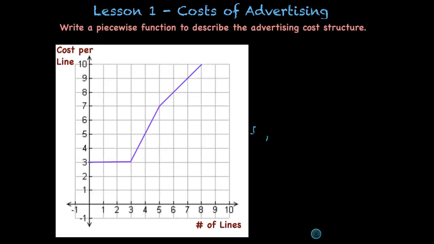Okay, let's look at our last example. In this example, we want to write a piecewise function to describe the advertising cost structure shown here on the graph. Notice in this case, we actually have 3 distinct lines. We have our horizontal line that we're used to. Then we have a line here with a slope. And then we have a third line with a less steep slope. And we need to write a piecewise function to represent each.